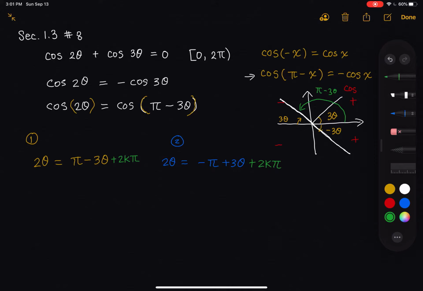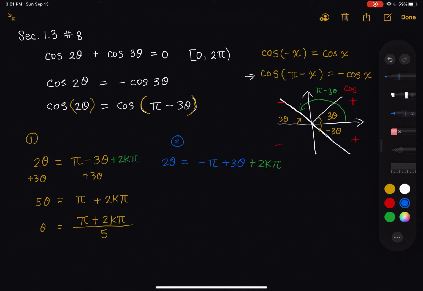So now you just need to solve these two. From this trigonometric equation, we reduce it to just solving a linear equation with the argument theta. So now we solve the first one. We add 3 theta on both sides. We find that 5 theta equals pi plus 2k pi. So theta equals pi plus 2k pi over 5. That is one of the solutions that includes all the values. It's a general solution.